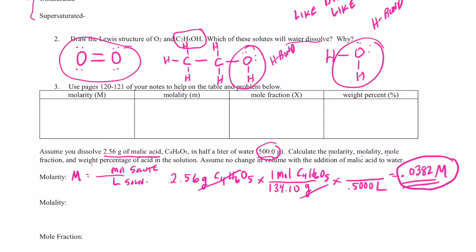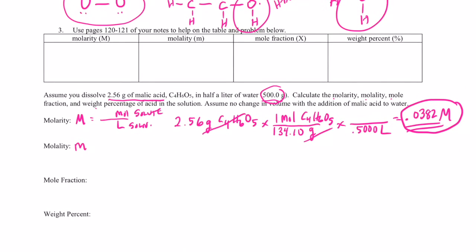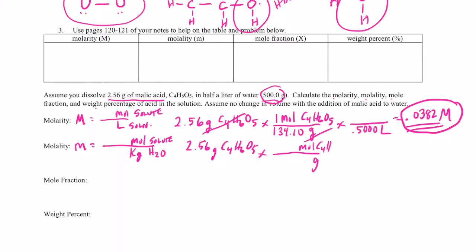Okay, how about molality? So molality is symbolized by the small letter m, as you remember, and the numerator is the same, moles of solute on top, and we're going to divide by kilograms of just the solvent. Now in this case, my solvent's water. Okay, so we're going to start out the same way, 2.56 grams of C4H6O5. We want to hop out of grams and get into moles of C4H6O5. 1 mole has a molecular weight of 134.10 grams. So grams of malic acid are gone, and we need to divide by kilograms of water.